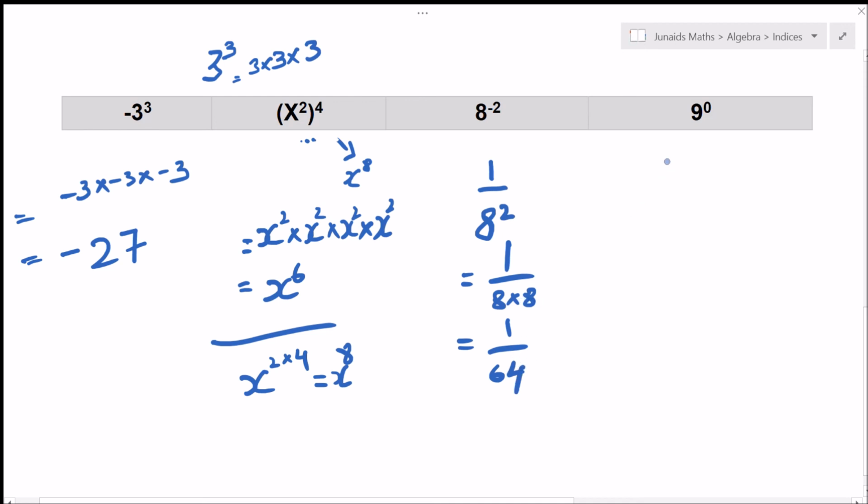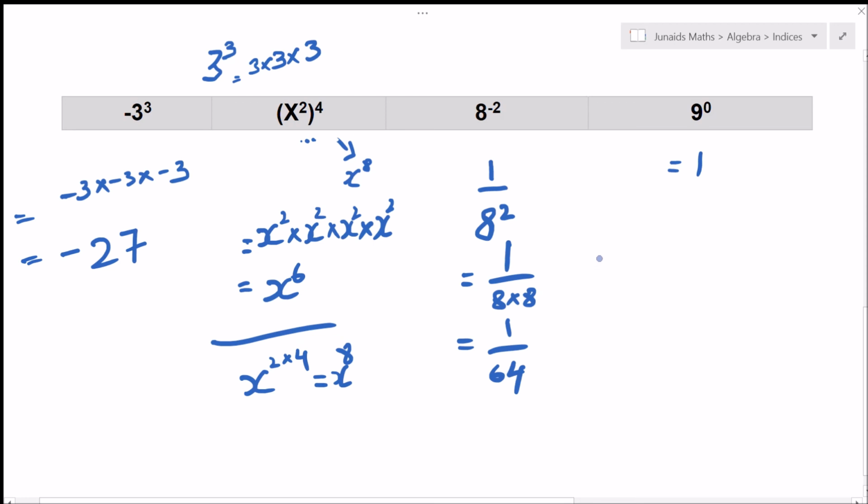Now we are at the last example. You can see in around 20 minutes you can actually revise this and your indices part will be covered. Not just with the algebra, with the normal numbers as well. Now this 9 to the power 0, how do we do this question? You can get these powers on algebraic numbers as well. So for example, even with this 9 to the power 0, you can get x to the power 0. Now the law says that anything to the power 0 equals 1. So the answer here straight away is 1.